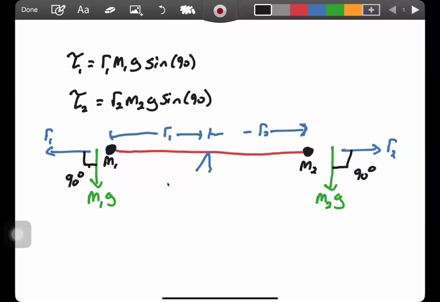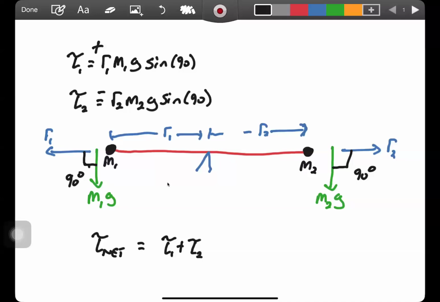And so look at the person on the left. The gravity pulling down is going to want to rotate the teeter-totter in a counterclockwise direction. And so we're just going to call that positive, and we're going to call the other torque negative. And so the net torque in this situation is just going to be torque 1 plus torque 2.